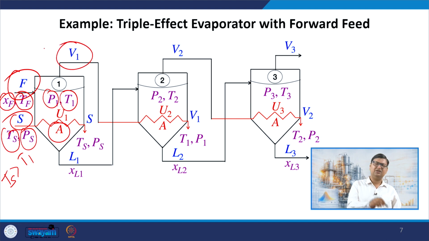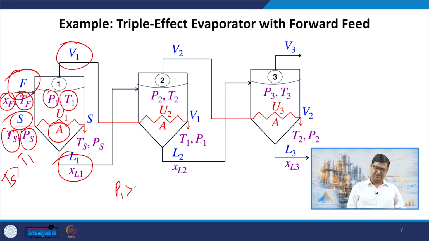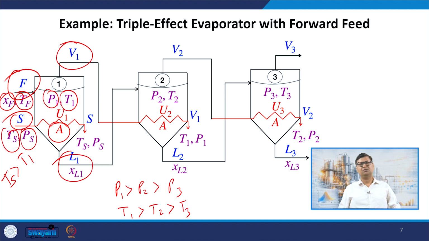Now, the vapor V1 that comes out of this is used to heat up the subsequent effect, the second effect. So the second effect is not getting fresh steam, it gets the vapor from the first effect, and the liquid that leaves the first effect becomes the feed to the second effect, and this continues for the third effect. What is important here is P1 is higher than P2, higher than P3, and T1 is higher than T2, higher than T3. If you want to learn more, you can go back to the lecture on evaporators, where we have discussed this in much more detail.